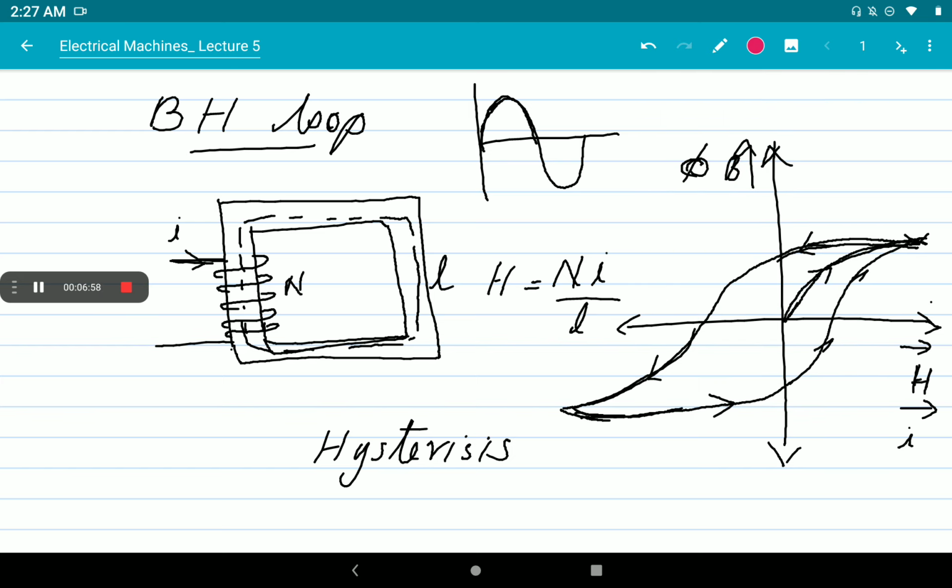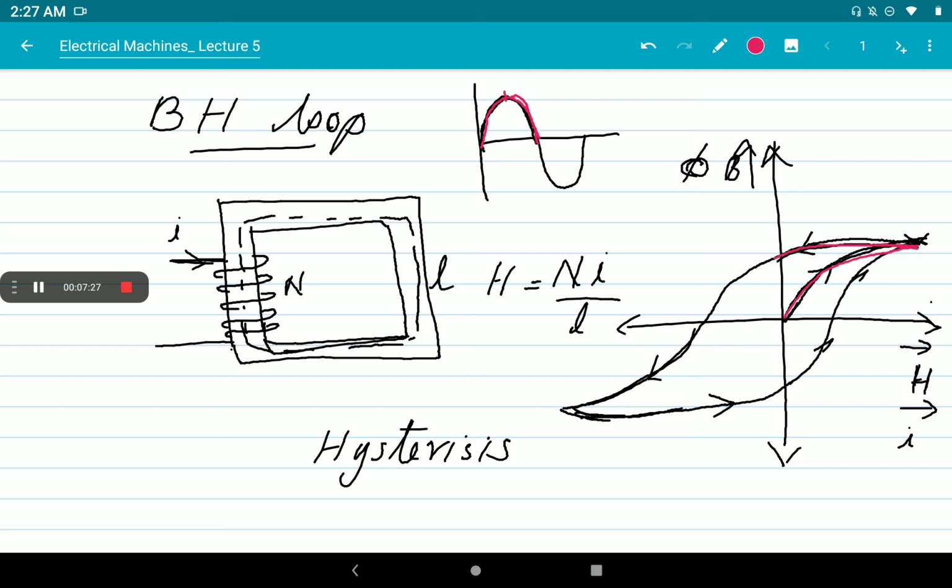In the first half cycle of the current, you can see here, when it reaches the peak value, the flux density becomes maximum or saturated point. Then, when we decrease the current, the sinusoidal alternating current will reduce to 0. At that time, the magnetic field intensity tries to go to 0, but it will not become 0.